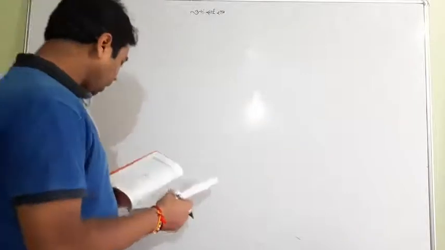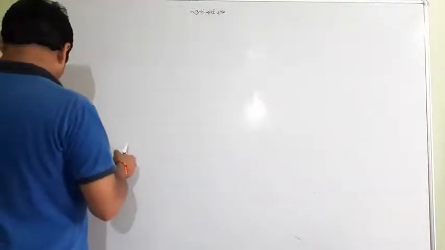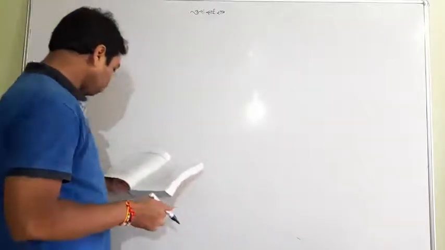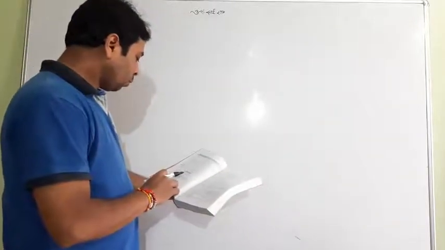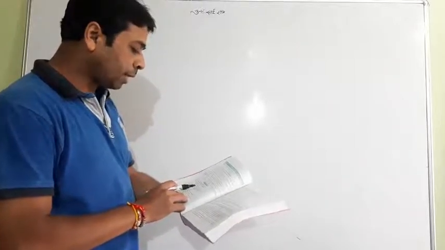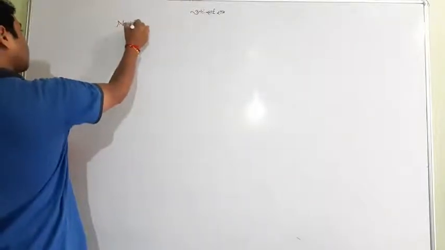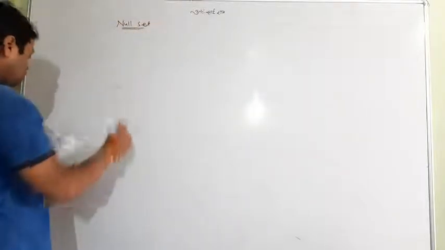In exercise 1.2, the first question says, which of the following are examples of a null set? We have to identify which is a null set.